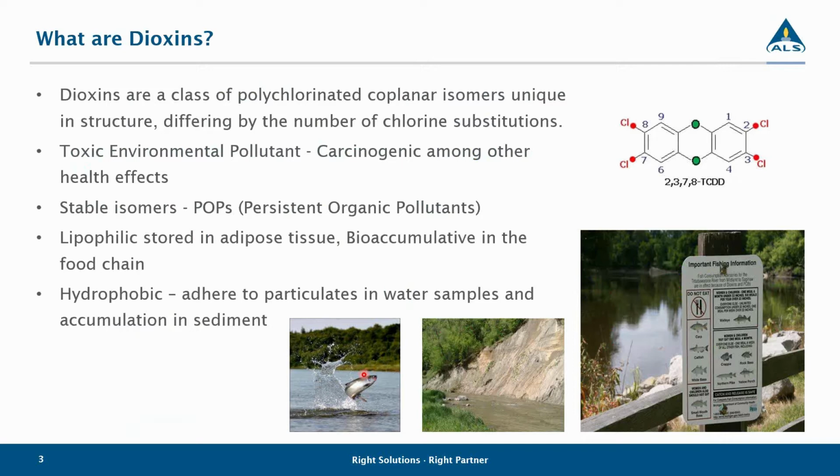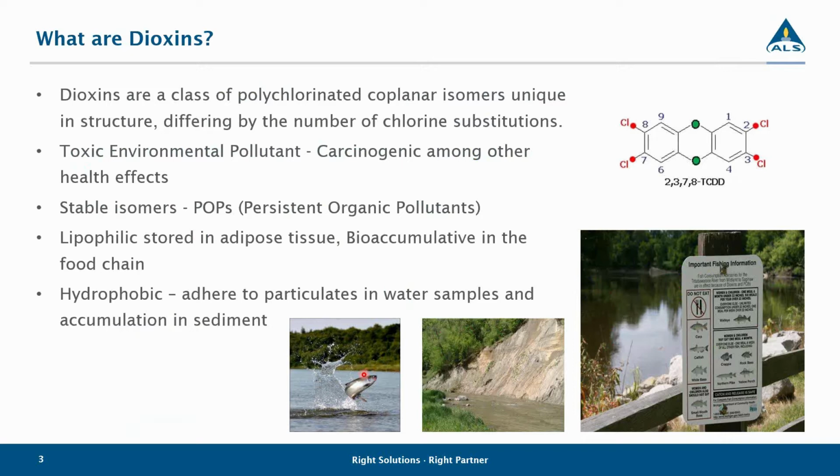You might remember TCDD is the chief offender in Agent Orange. These compounds are carcinogenic, cause immune system, reproductive, and developmental problems, in addition to other damaging effects. As a matter of fact, they are classified as a group 1 carcinogen, which is the worst kind. Pictured here in the slide is 2,3,7,8-TCDD, and you can see the chlorine substitution here in the 2,3,7,8 positions on the molecule.